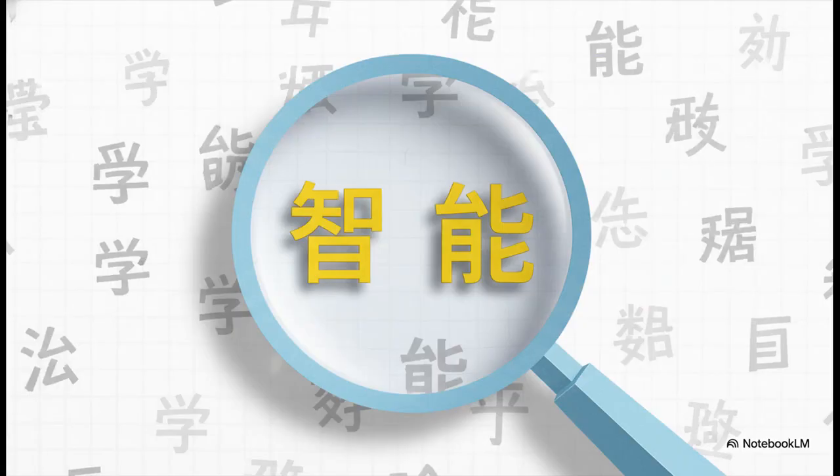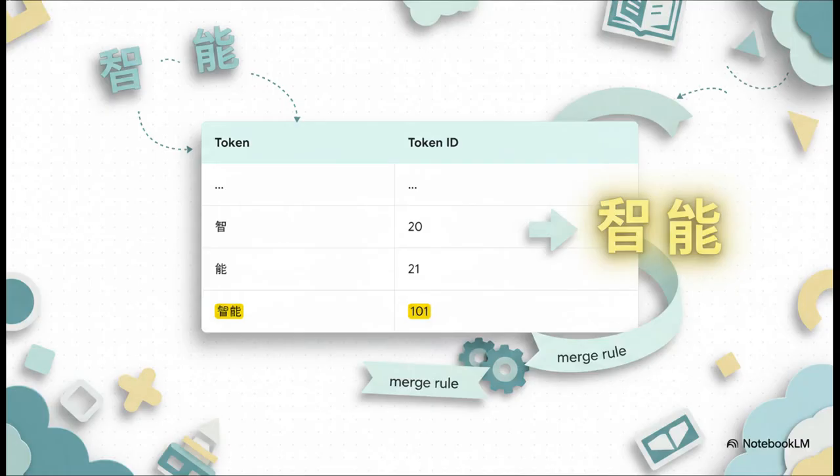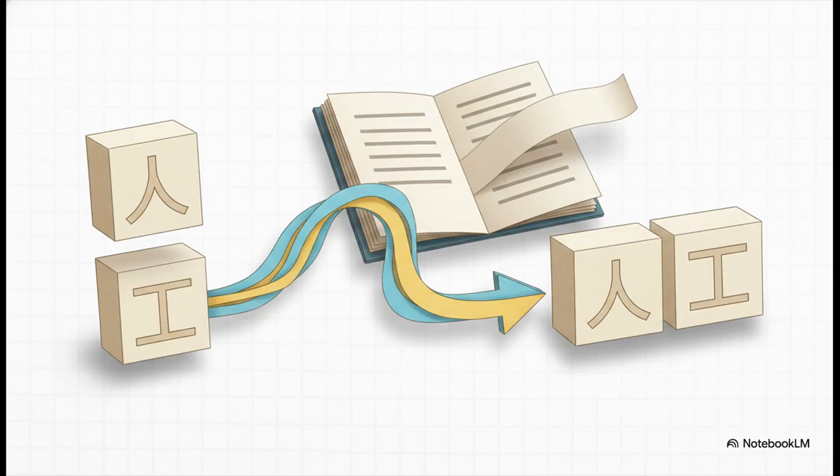Okay, now the clever part starts. The algorithm scans all of the training data and finds the most common pair of characters that appear right next to each other. So in our sample data, the characters Zhi and Nung show up together more than any other pair. And once it's found that pair, two things happen. First, this new two-character token, Zhinung, gets added to our vocabulary with a brand new ID. And second, a merge rule is created. From now on, whenever the tokenizer sees Zhi next to Nung, it's going to treat them as one single unit. Then it just repeats the process.